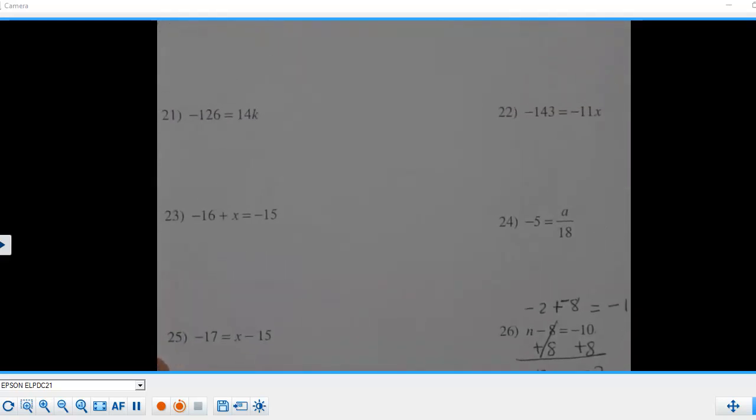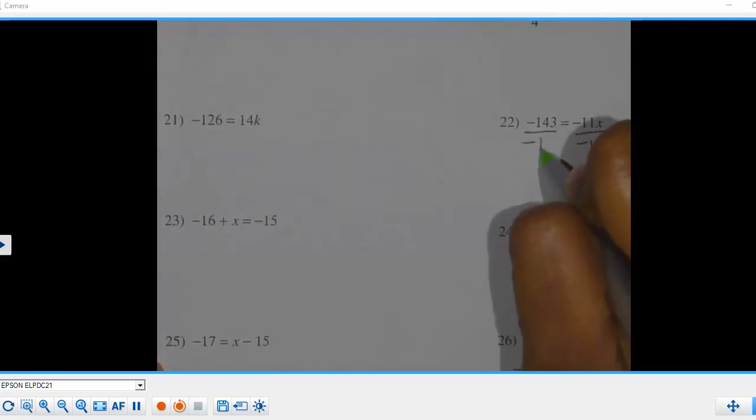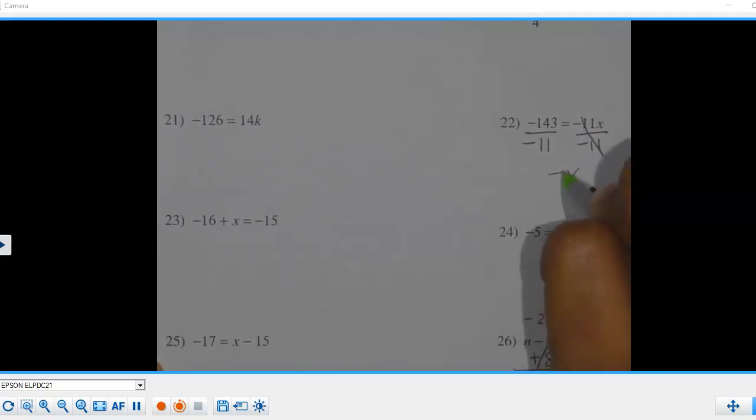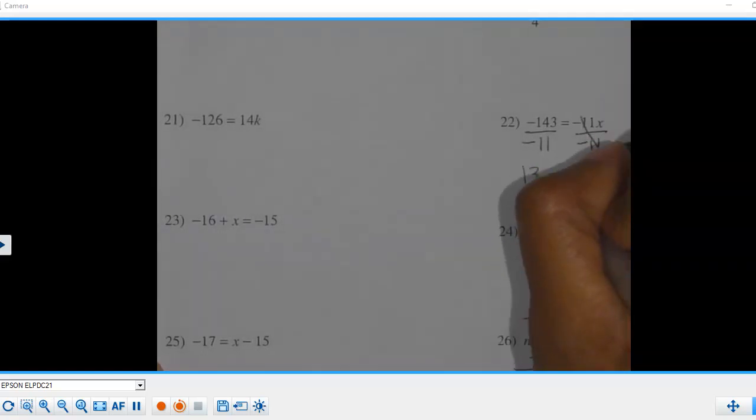And I think that some of you watching this video are like, hey, I get it. So let's do this last one. Divide by -11. Divide by -11. X is equal to. So make sure that you go ahead and, again, check the solution key. This is +13.